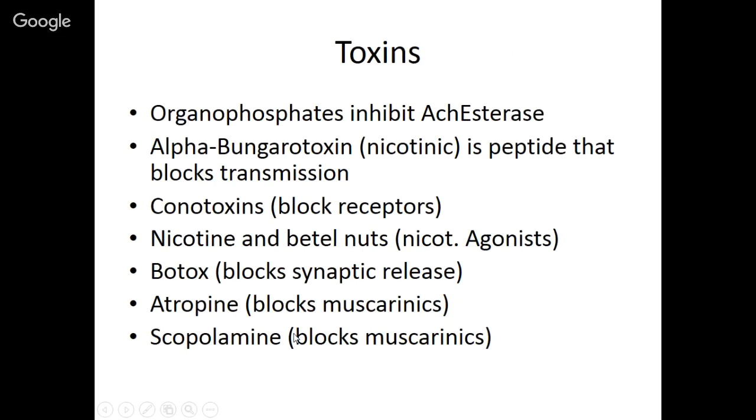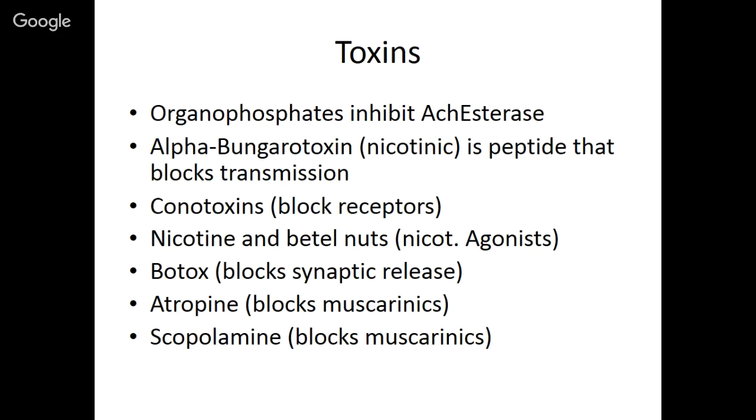Okay, the toxins that are involved, organophosphates inhibit acetylcholine esterase, so you'll get sort of overstimulation of acetylcholine, you'll get flushing, you'll get sort of excessive secretions. Those are the kinds of symptoms you might get with that type of toxin exposure. Alpha-bungarotoxin is a nicotinic specific toxin, and I believe that one's from, is that one from the frog, I think? No. Chronotoxin, chronotoxins also block receptors. These are just different examples of different toxins.